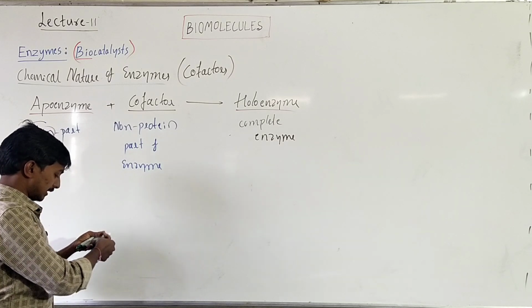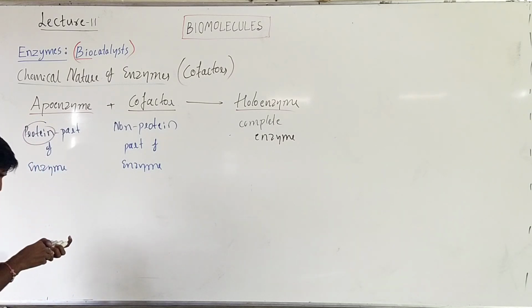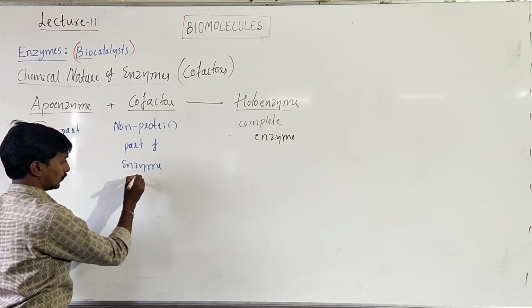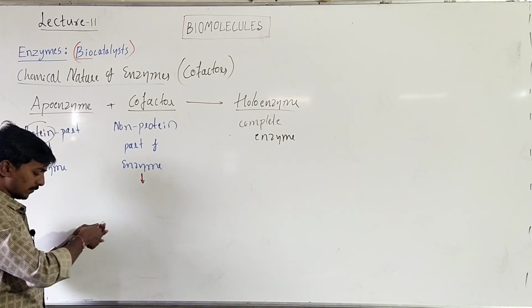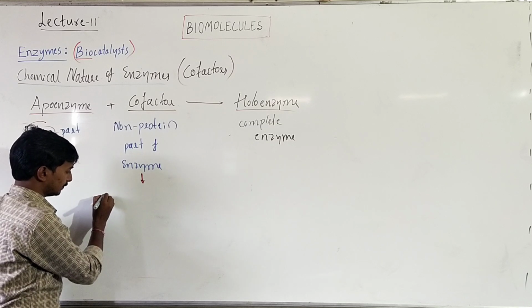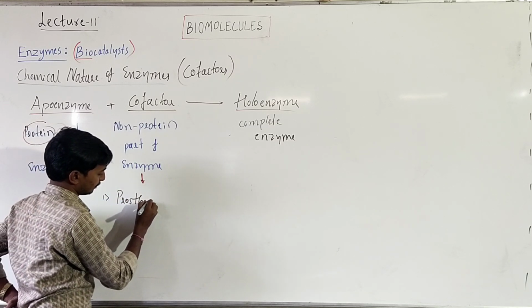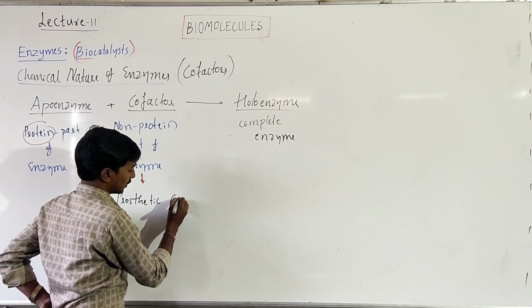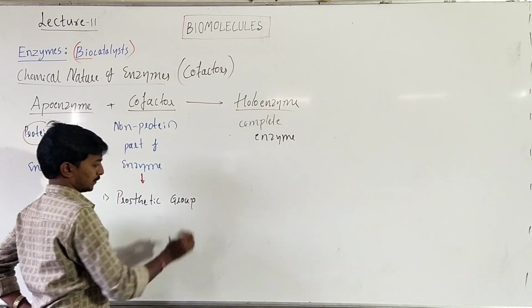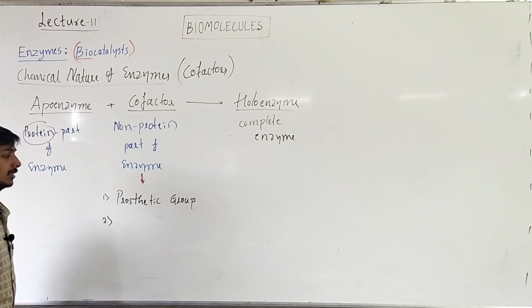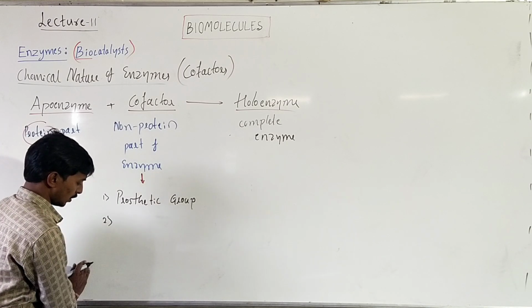Generally there are three kinds of cofactors. The first type of cofactor is the prosthetic group. The second type of cofactor is the coenzyme.